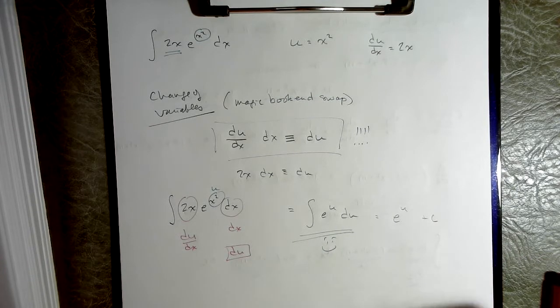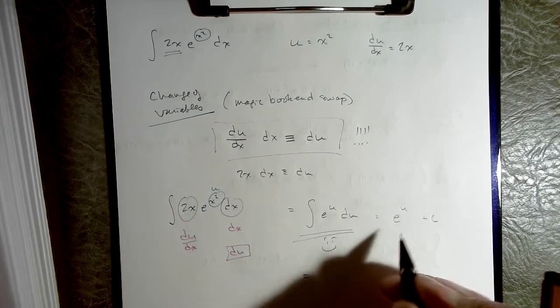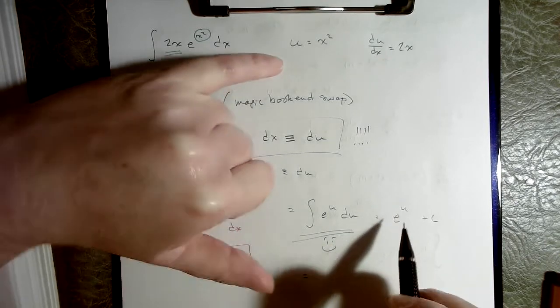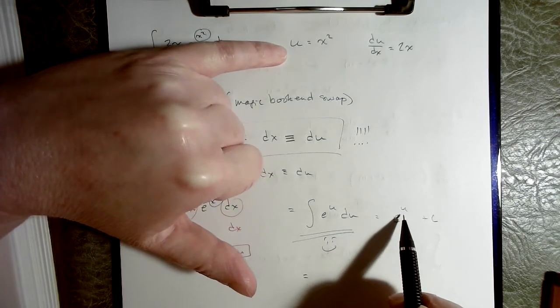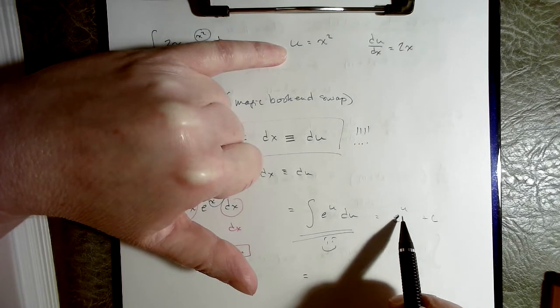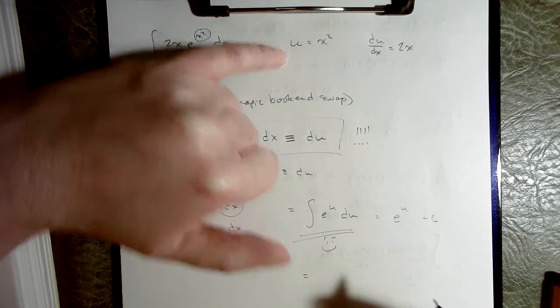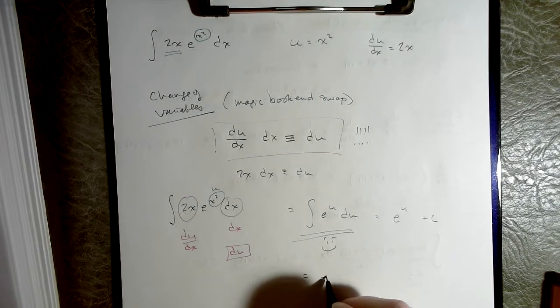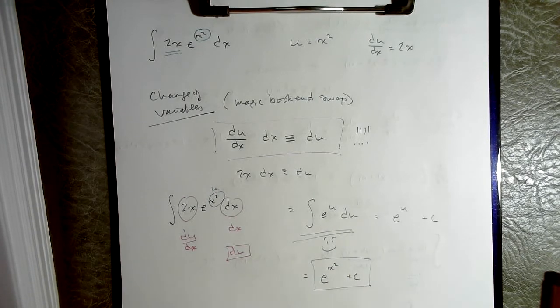Okay, but u is an intermediate. We don't really want to be in the letter u, so I will substitute back with what u stood for. It's so personal. You stood for this, you stood for that. So my integration result is e to the x squared plus some constant.